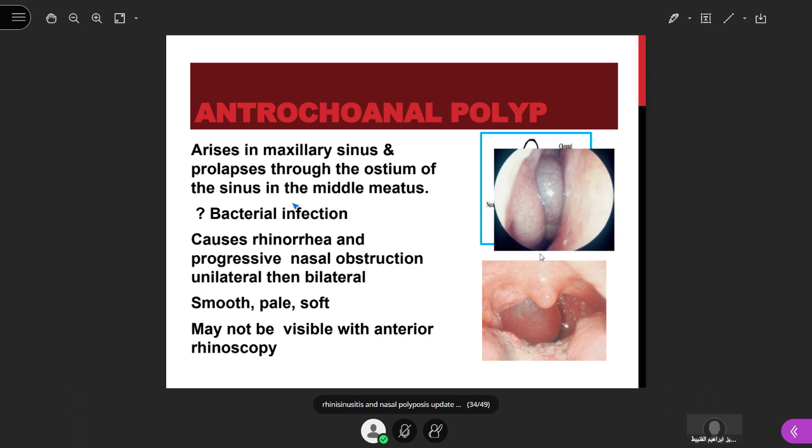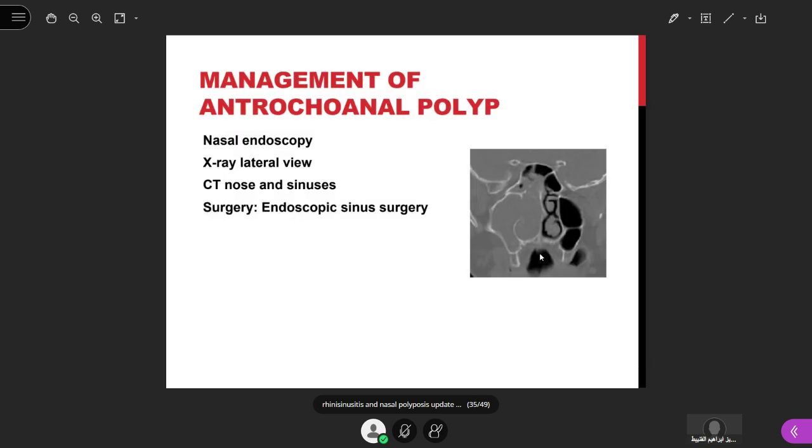The antrochoanal polyp is a special kind of polyp. It arises from the maxillary sinus, prolapses through the ostium, and goes posteriorly through the middle meatus. There is a theory of bacterial infection. It causes rhinorrhea and progressive nasal obstruction, more often unilateral than bilateral. Usually smooth, pale, and soft, it may not be visible by anterior rhinoscopy because it extends posteriorly.